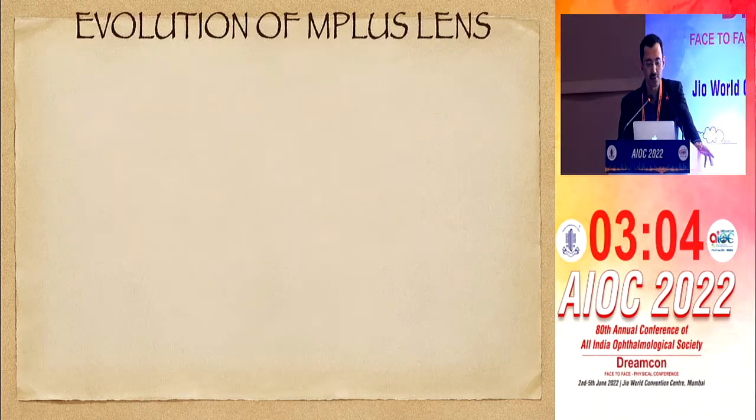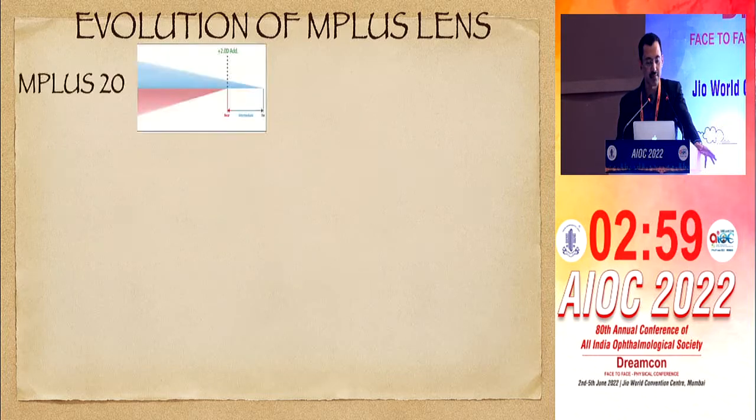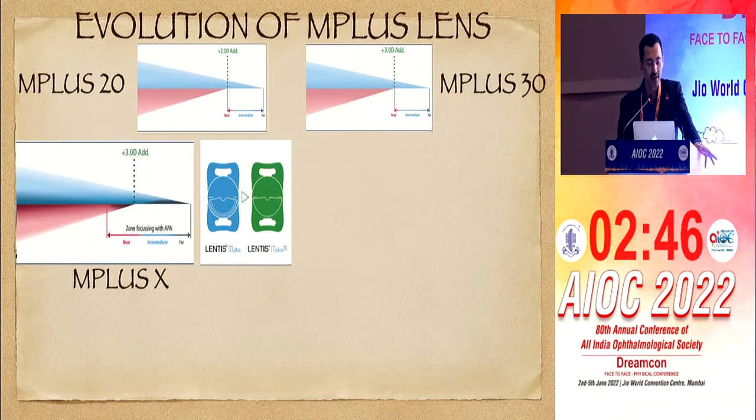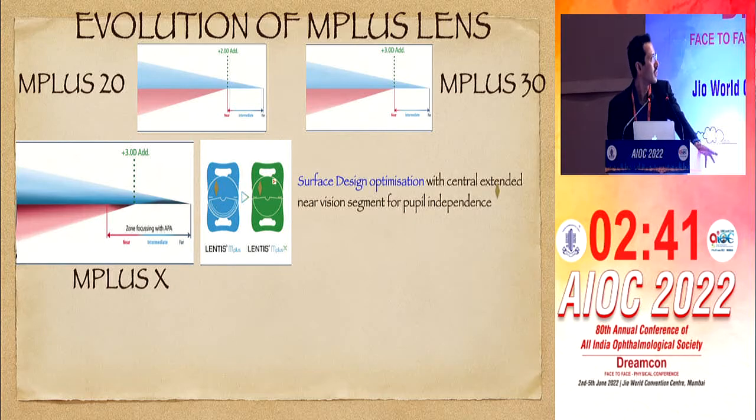So there was an improvement over this lens. Then the evolution of the M plus lens came into the picture. They started with M plus 2, with an addition of plus 2, and M plus 3, which had an addition of plus 3. However, this also had its own problems. So finally came the M plus X lenses. These had special features like surface design optimization with a central extended near vision segment for pupil independence. That is, the near segment came a little higher up in the periphery so that even with a small pupil it works well.